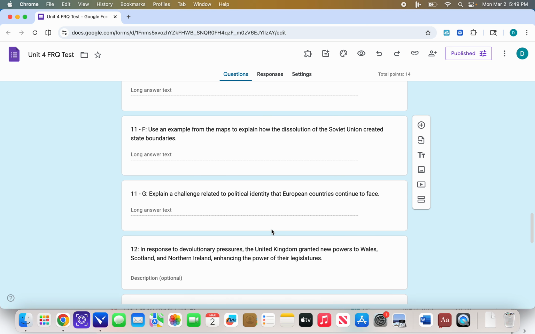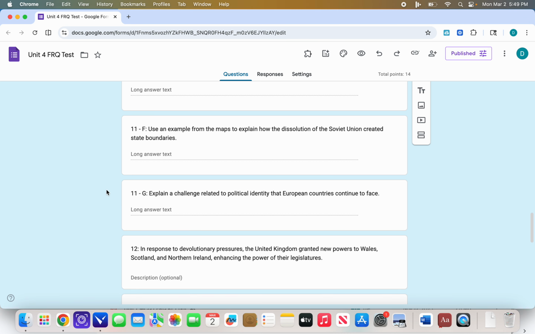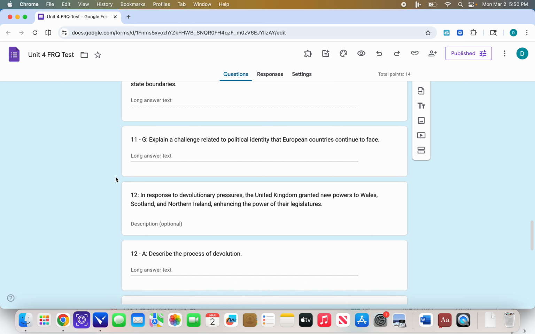Okay. Where are we at? That just use examples to explain. So again, make sure you have a because statement. Explain a challenge related to political identity that European countries continue to face. Again, you can get into conservative and political ideologies. We haven't really covered that very much in our political geography. We have talked a lot about federalism, federal governments, and unitary governments. So that might be a safer route to go there.